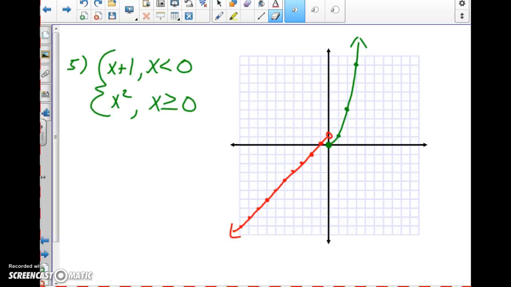And then you have to look at the whole graph, look at the range. What's the range of the whole graph? Negative infinity, positive infinity, it's right, you got it. Okay, good, it's correct. Okay, so you guys got this one in.